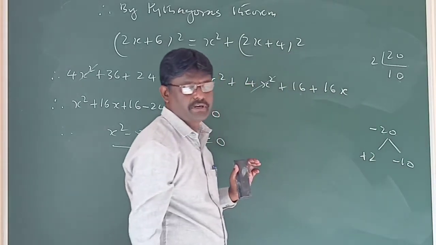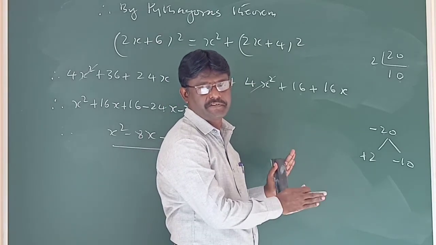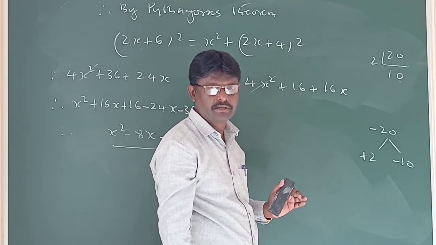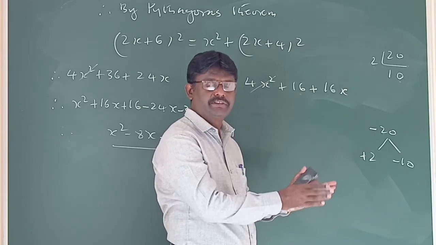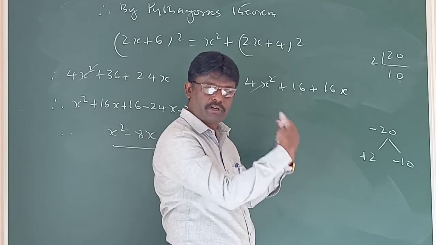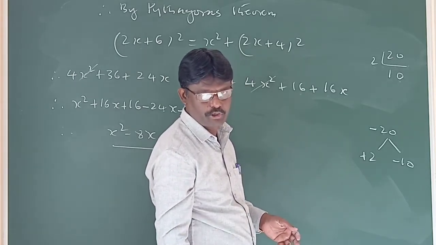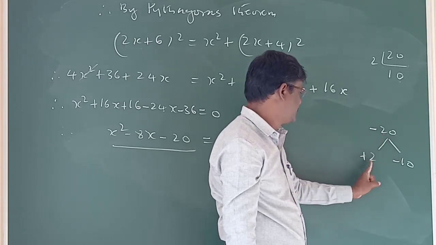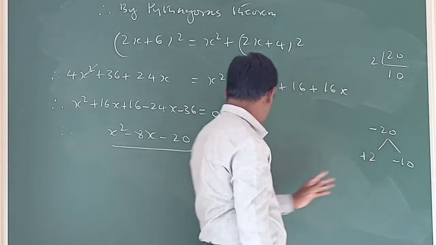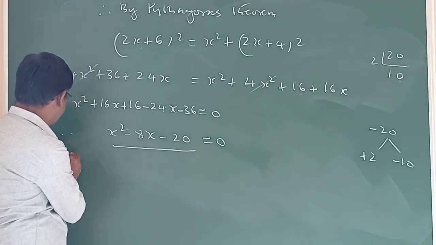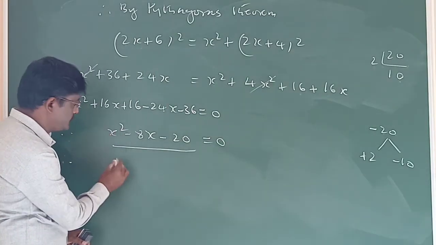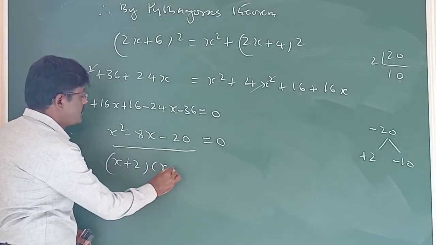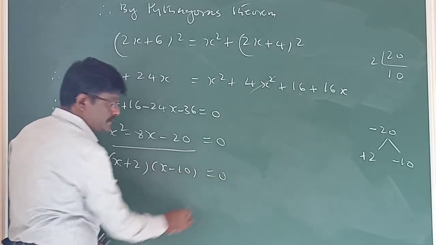Those who find factorization very difficult, I have already discussed it in detail under the topic factorization. I have even given one shortcut method there. We could follow that also, children. Just refer to that video class. Minus 20. Therefore, plus into minus is minus. Minus 20. The difference is what? Minus 8. And here, since the coefficient of x square is unity, let us write directly (x plus 2)(x minus 10) equal to 0.